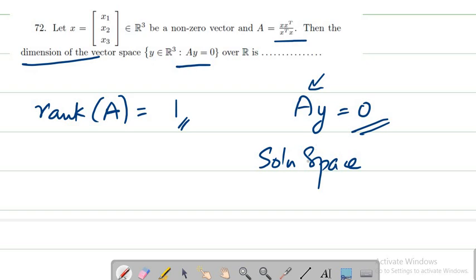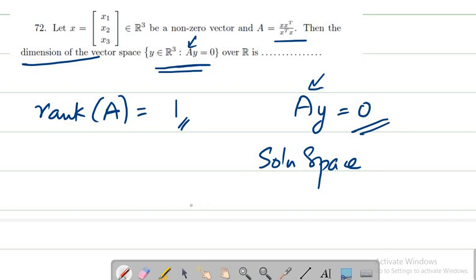what will be the dimension of the vector space containing the set of all y belonging to R3 for Ay equal to 0? Can you tell? Yeah, if you go back to our lectures, we have very clearly given what this set is. It is nothing but the null space of the matrix A. The set of all y for which Ay is 0 is nothing but the null space of our matrix A. So from that idea, we can say the dimension of the null space is nothing but the nullity, right? Nullity is what you mean by the dimension of a null space.